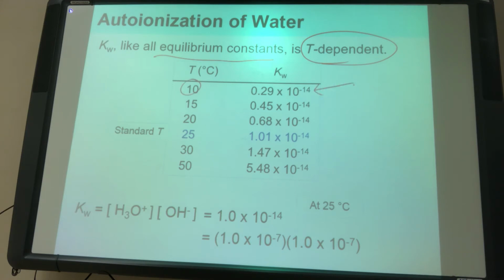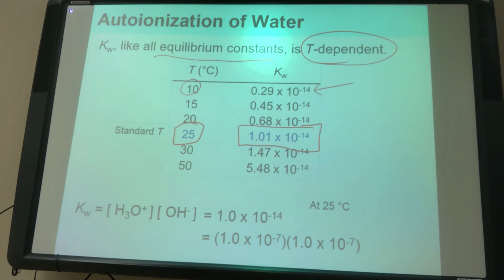So literally somebody had a bunch of water and they figured this all out by just having water sitting around. But we want to talk about room temperature, our standard temperature. So this is the number you're going to use. If I ask you what is the Kw, that's the number you're going to use. And most of the time we just write it as 1. So my Kw, which is equal to H3O+ times OH-, is equal to 1 times 10 to the negative 14.